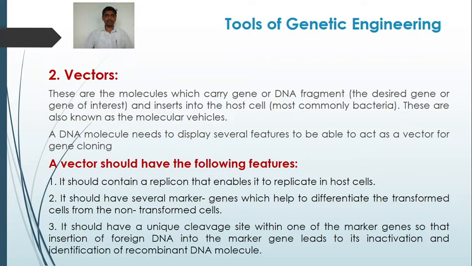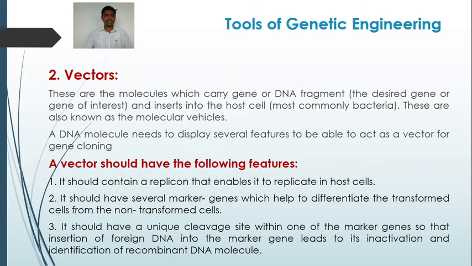A DNA molecule needs to display several features to be able to act as a vector for gene cloning. So these features we are going to study one by one. So those DNA molecules that can be used as a vector should possess these features. The first one is it should contain a replicon or an origin of replication that enables it to replicate in the host cell. So it should have an ORI site or origin of replication so that it can replicate in the host cells.